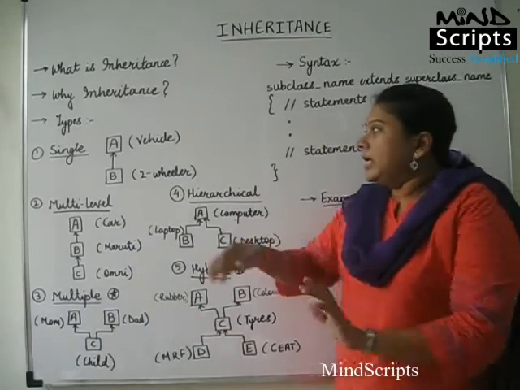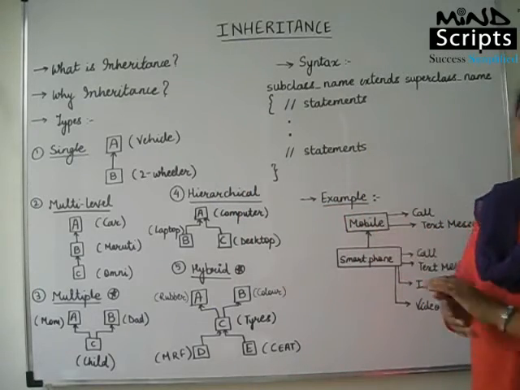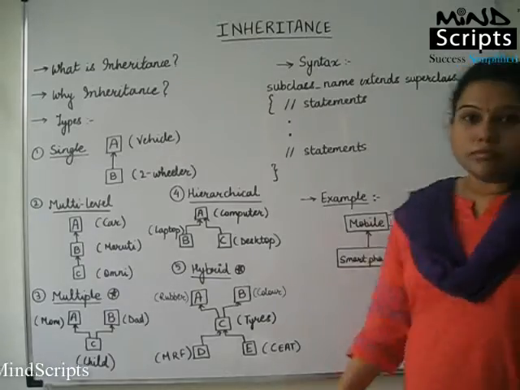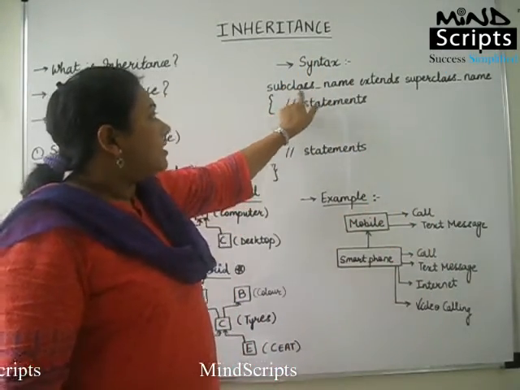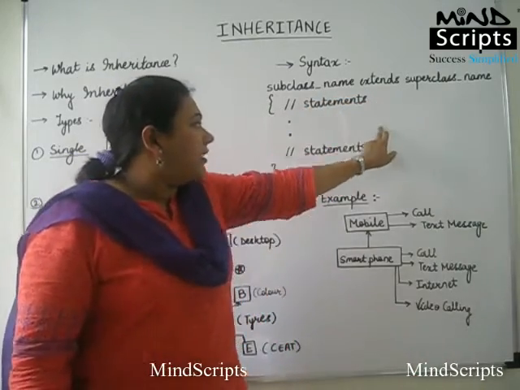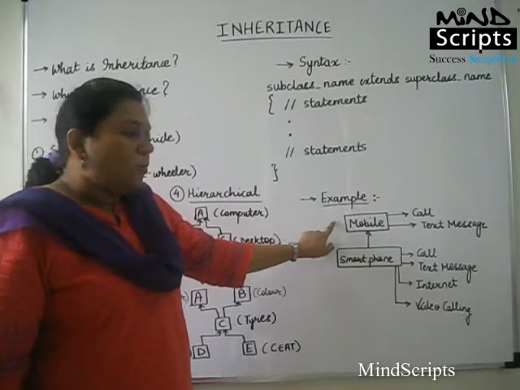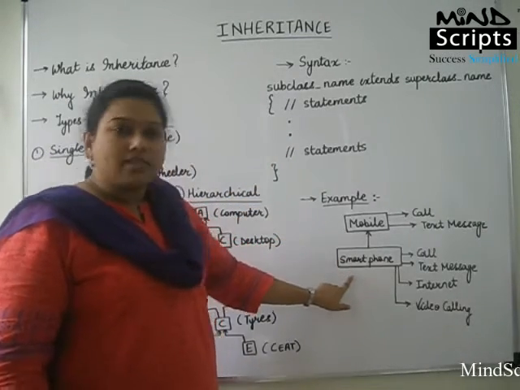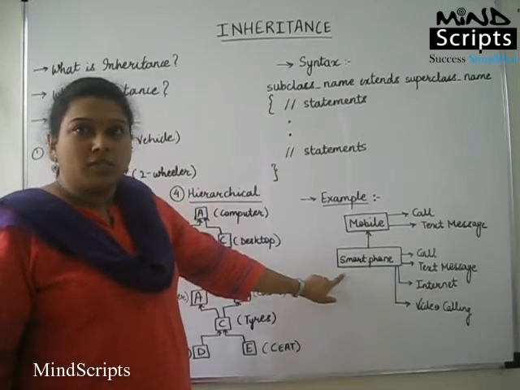These are only simple day-to-day life examples. Now, how to use inheritance using the Java programming language. The syntax is: subclass name extends superclass name, and we can write different statements inside these two brackets. A simple example: mobile is my class and another class is smartphone. Mobile is my superclass and smartphone is my subclass.